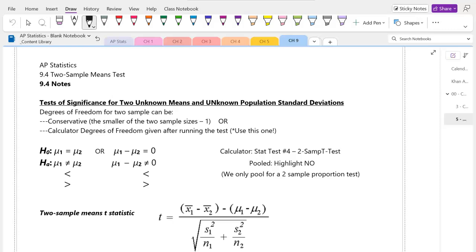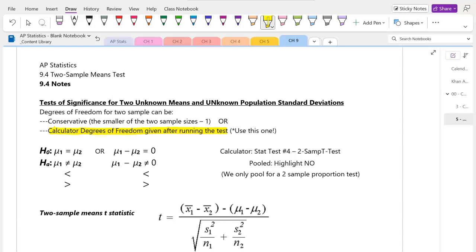So the degrees of freedom for two samples can be either conservative or calculator degrees of freedom given after running the test. Conservative being the smaller of the two sample sizes minus one, or you're going to use the calculator. And the main thing is that you are going to be using the calculator version of the degrees of freedom, and you're going to do this after running the entire test. So that is the biggest thing about this first page.